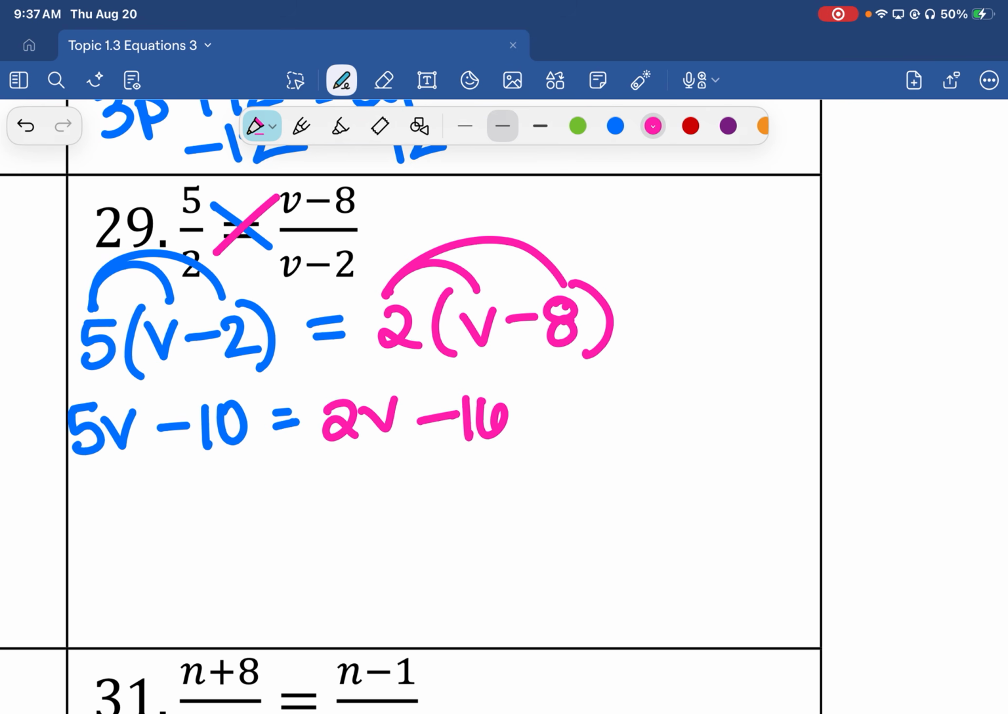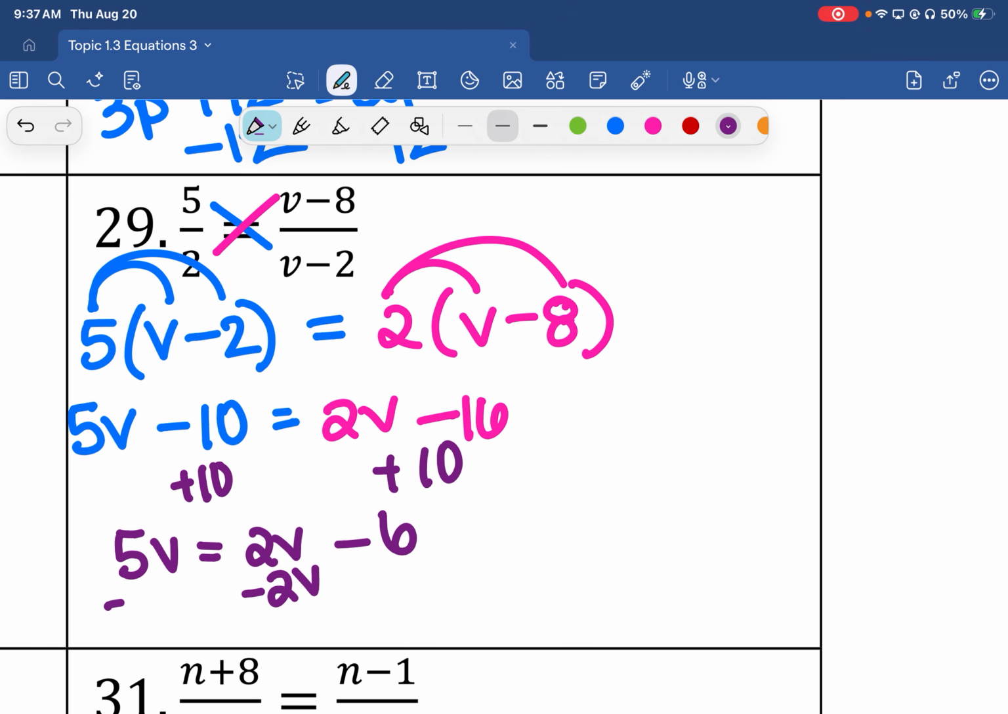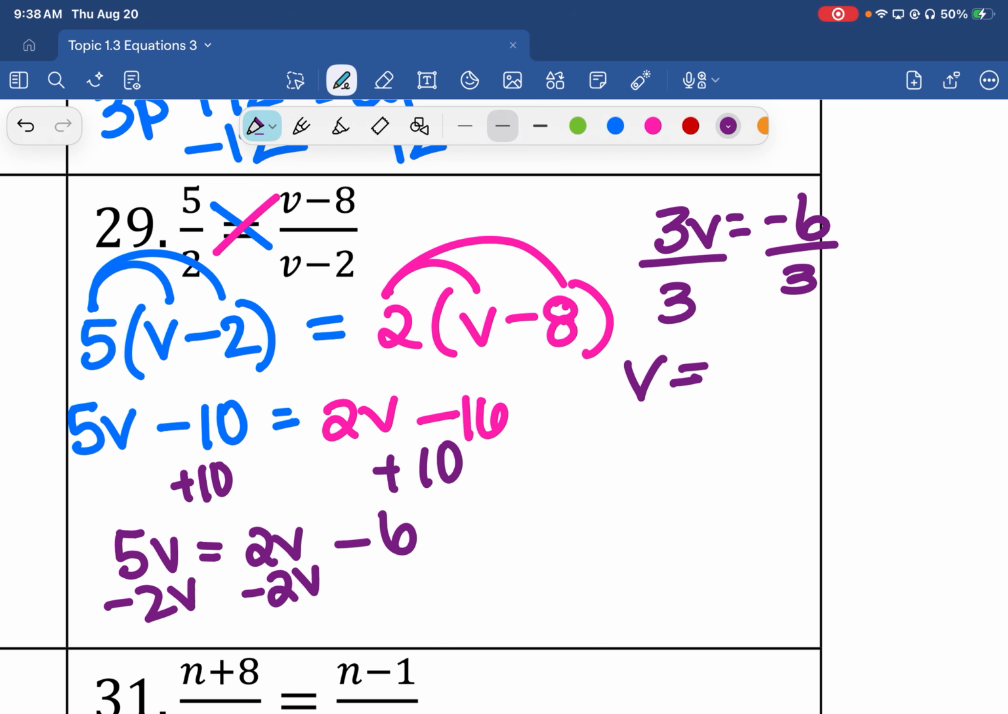And from here, how do I solve them? Plus 10 to both sides. Okay, so we get 5v is equal to 2v minus 6. And then minus 2v. What is 5v minus 2v? 3v equals negative 6. And then divide 3 by negative 6. And you get negative 2 equals v. What is 6 divided by 3? 2.